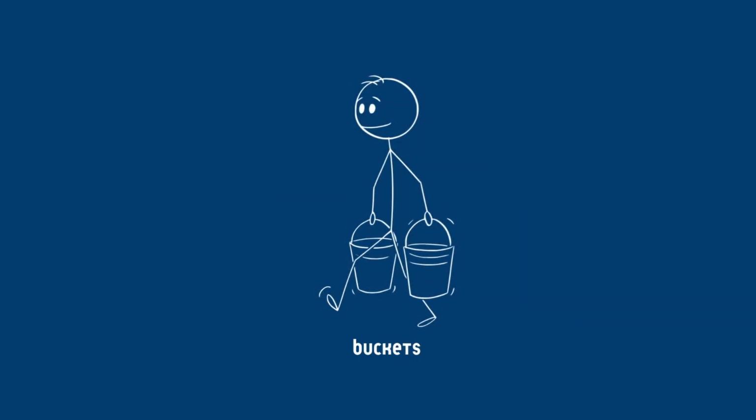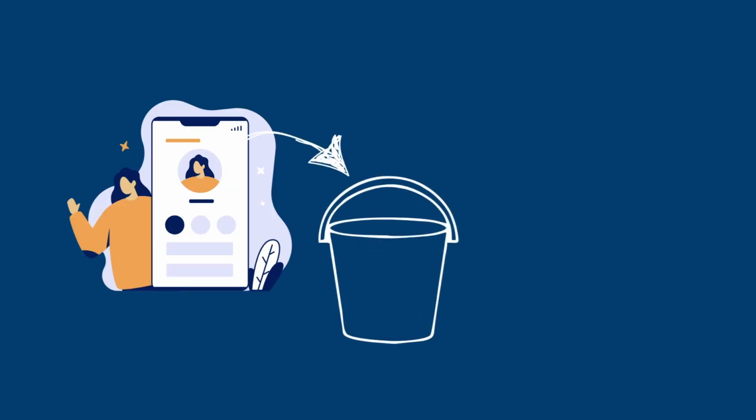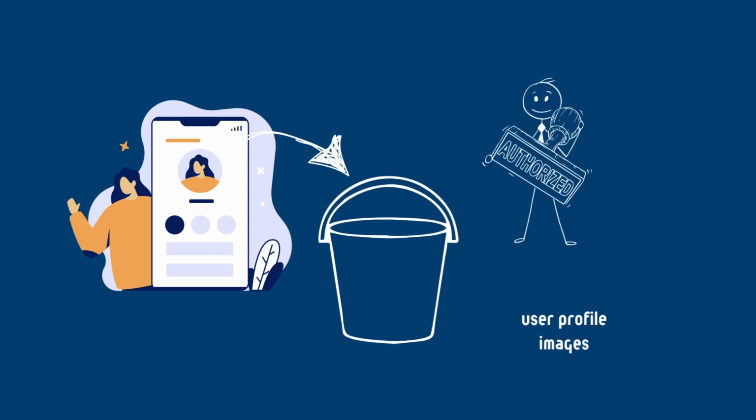The key concept here is buckets. You can think of buckets like folders in a cloud storage system. In our app, we'll create a bucket specifically for storing user profile images. And for each image uploaded, we can define access control and security rules, ensuring that only the user who uploaded the image can access it.